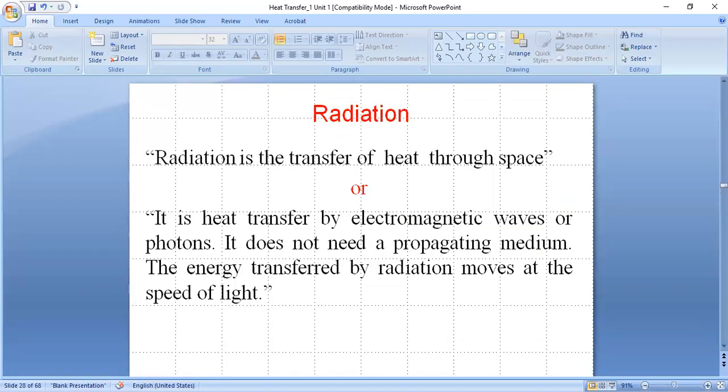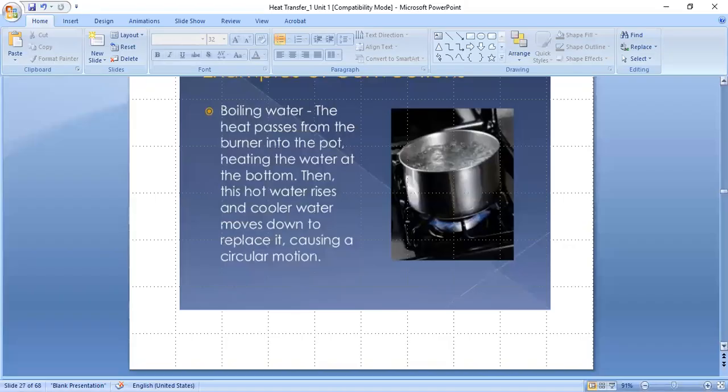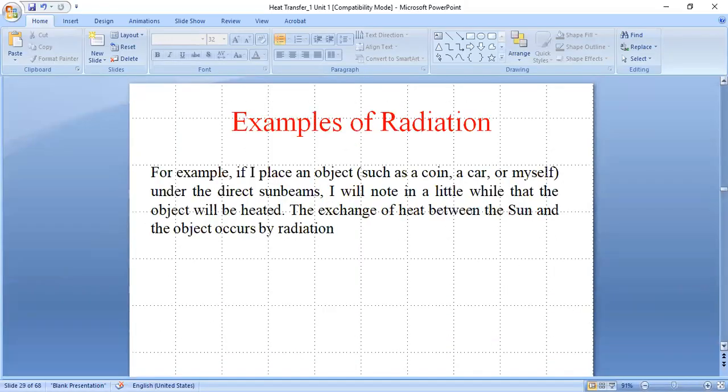Next, radiation. Radiation is the transfer of heat through space. It is heat transfer by electromagnetic photons. It does not need a propagating medium. The energy transferred by radiation moves at the speed of light.